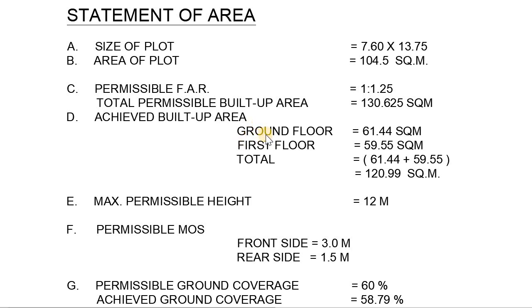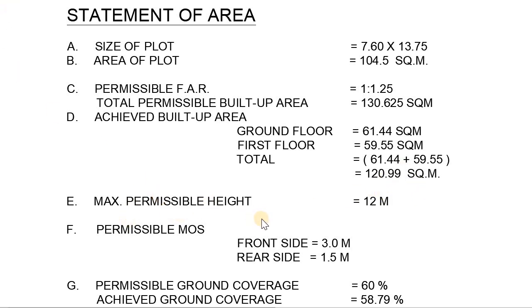So we have achieved the built up area for the ground floor of 61.44 square meters, whereas the built up area for the first floor is approximately 59.6 square meters. So the total built up area that we have got for this plot is 121 square meters.